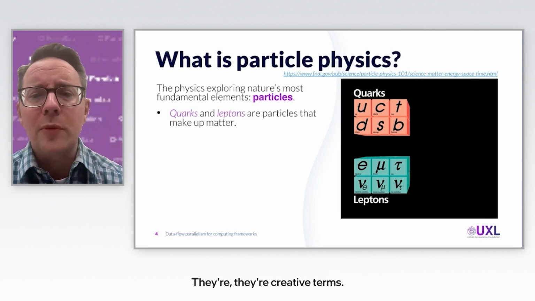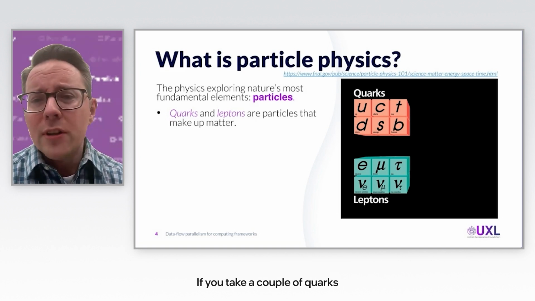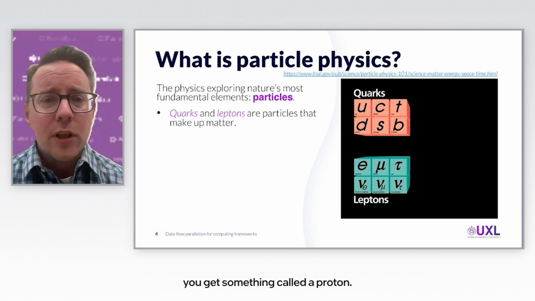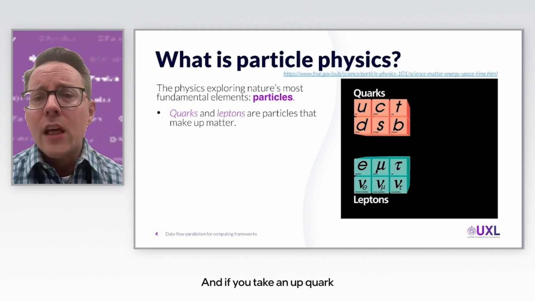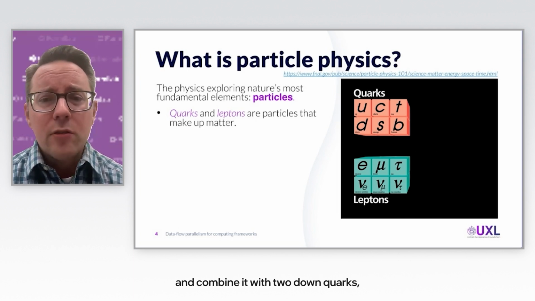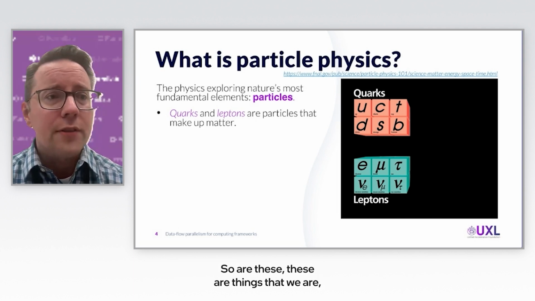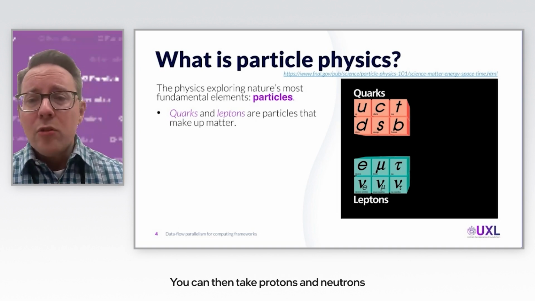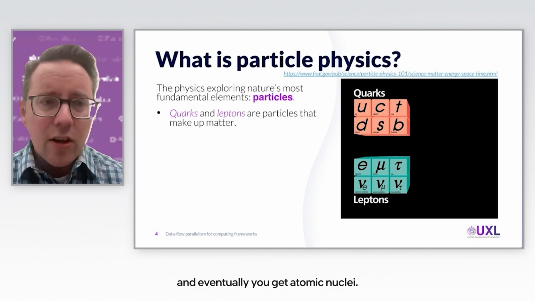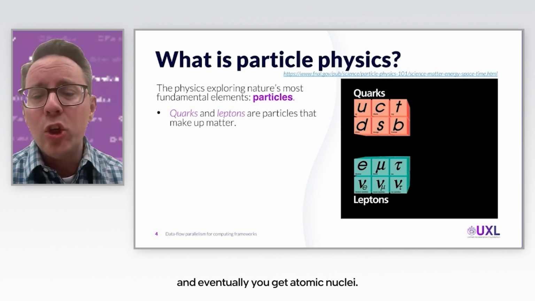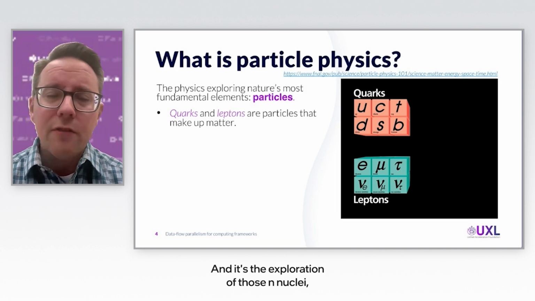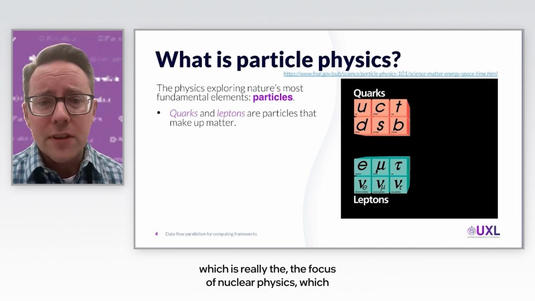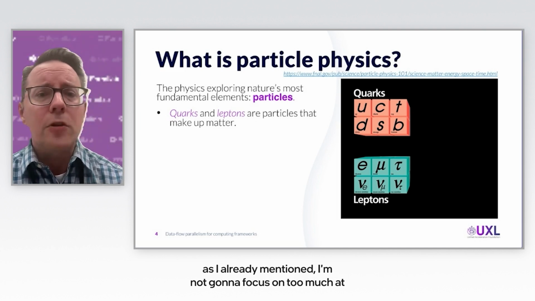They're creative terms. If you take a couple of up quarks and then combine it with the down quark, you get something called a proton. And if you take an up quark and combine it with 2 down quarks, you get something called a neutron. So these are things that we are familiar with. You can then take protons and neutrons and combine them together, and eventually you get atomic nuclei. And it's the exploration of those nuclei, which is really the focus of nuclear physics, which, as I already mentioned, I'm not going to focus on too much.